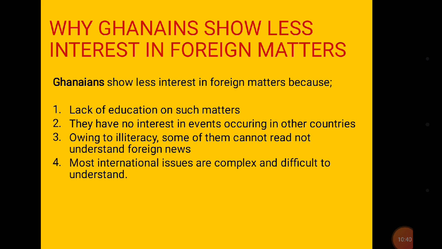But you see, irrespective of all this, we can still show interest in foreign matters in a way. And the most important thing to do is to get information. But how do you get the information? If you have the information, that is when you can show interest. So there must be better education on issues happening in other countries. Then also our local dailies, our newspapers, should broadcast issues concerning foreign countries so that the local folks can get to read about them.